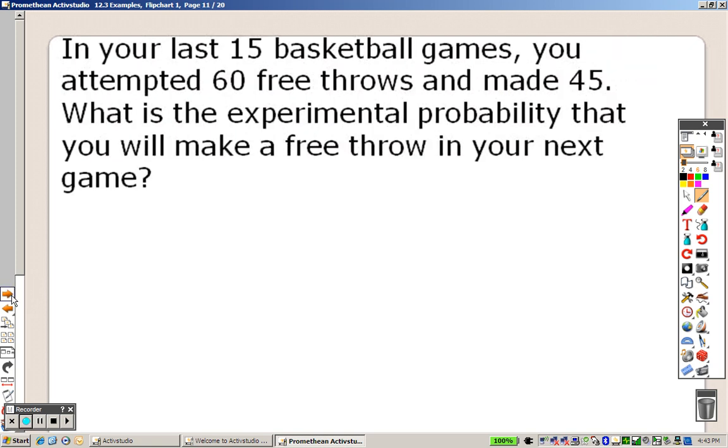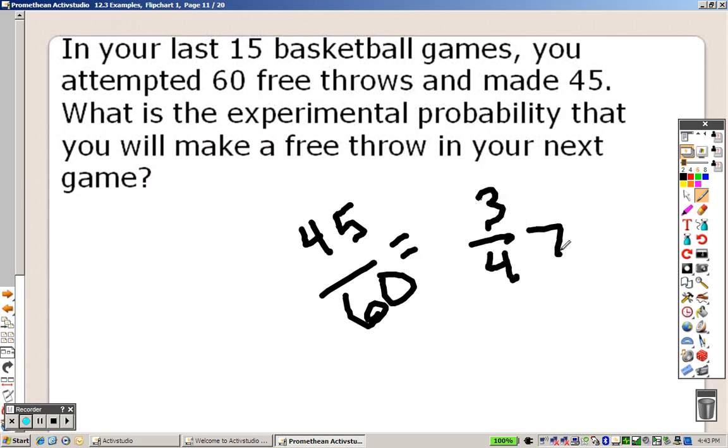Let's take another closer look here. In your last 15 basketball games, you attempted 60 free throws and made 45. So what's the experimental probability that you will make a free throw in your next game? Well, 45 out of 60 is what you made. When you simplify that, 45 out of 60 is 3/4. So 75% is what you've been shooting. That's your experimental probability for that one.